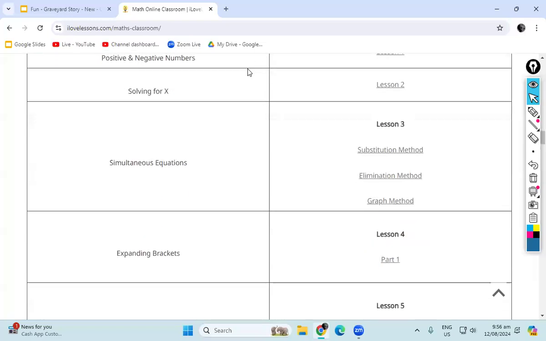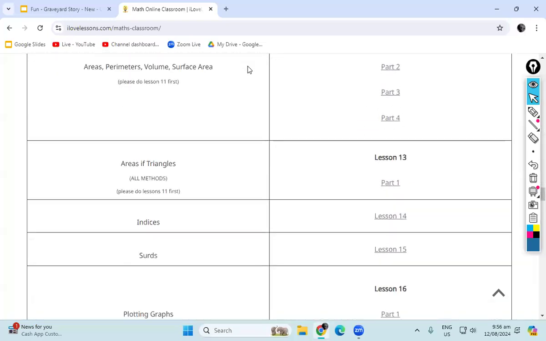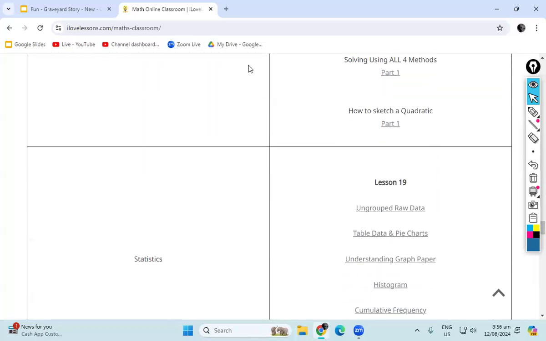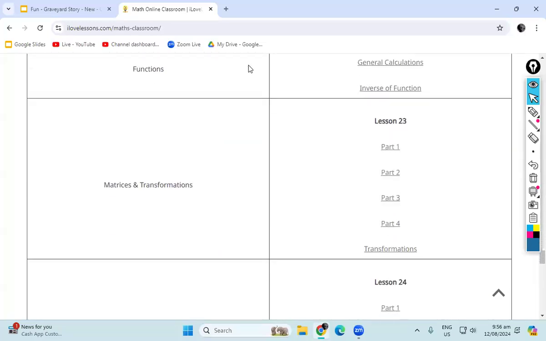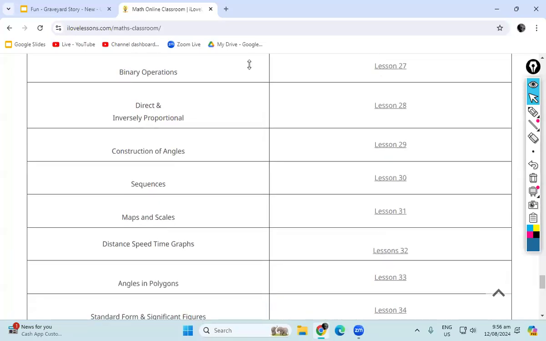The name of that topic, I believe, is construction. Let's keep going down until we see construction. It's a lot of topics. Similar triangles. Oh, look at them. That's lesson 29, make a note of it. Construction of angles. This has every single thing you need to be able to do with a compass: how to construct 90 degrees, 180 degrees, how to bisect a line.